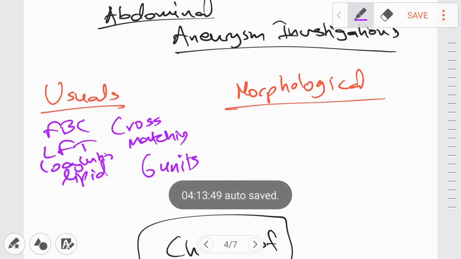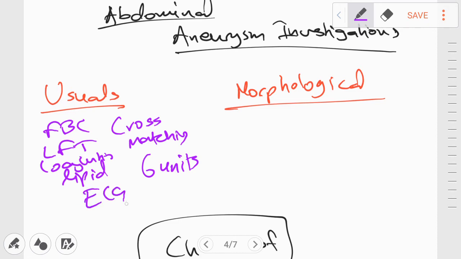And ideally it is done days before the surgery. So we have to do ECG and chest x-ray. These are also things to be done. On the other hand, to assess the morphology of the aneurysm itself, the preferred investigation is a CT scan.